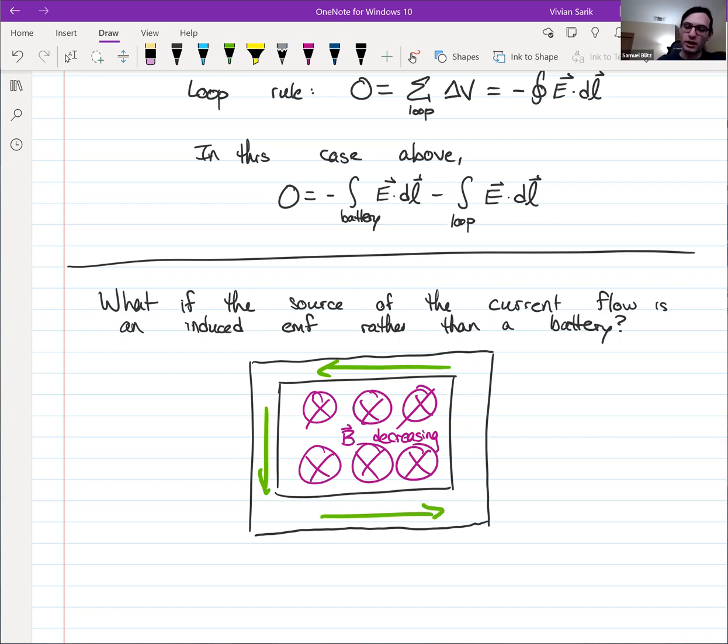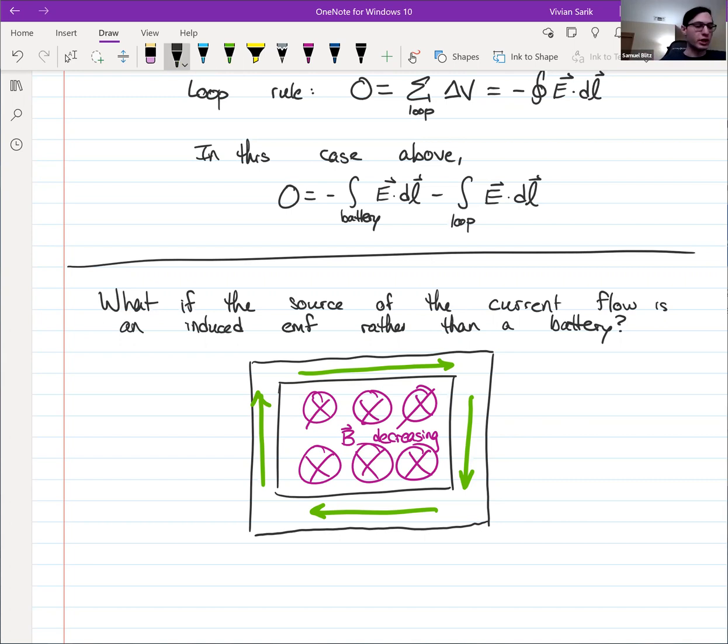Sorry, that's the wrong way. Basically, we need to produce more magnetic field that's going into the screen. So that would result in an electric field that points this way. And so if the magnetic field is decreasing, then this electric field will be induced to go clockwise. And that will bolster the magnetic field according to Lenz's law. It will produce more magnetic field into the screen.